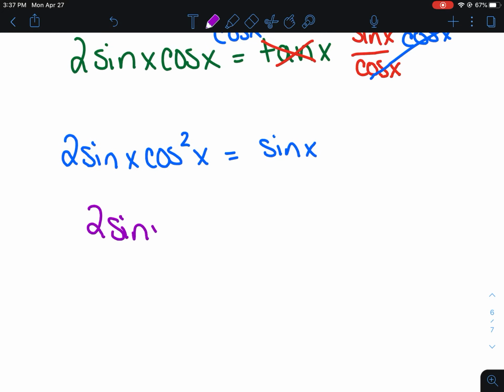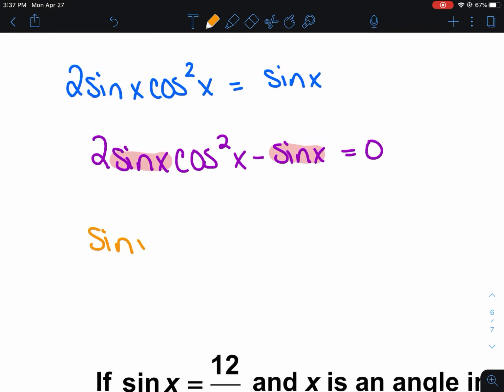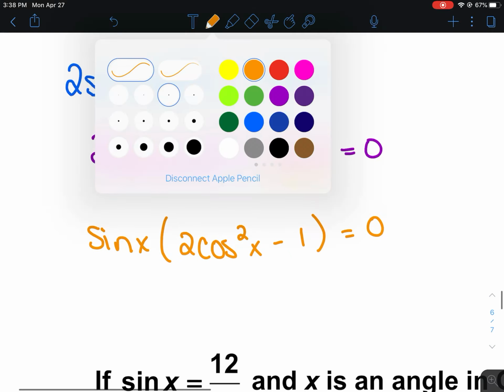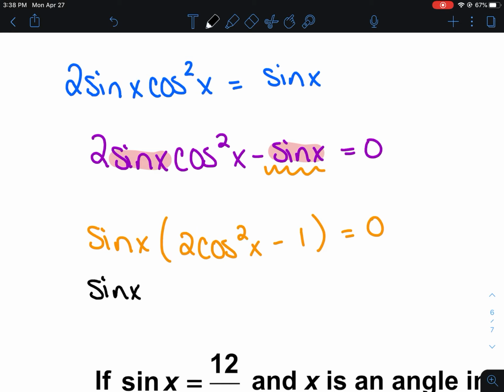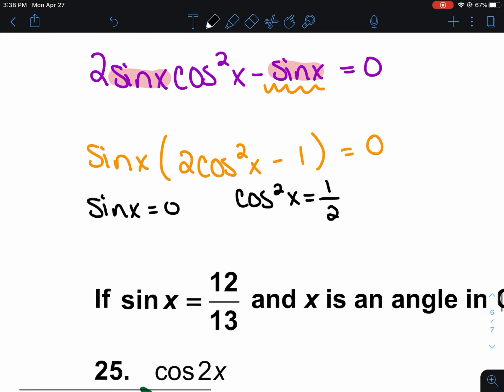Then we can go ahead and subtract. And then you'll notice that we have a sine in both of those. When I take out a sine, I'm left with 2 cosine squared x. Don't forget, I still have a minus 1 here. Okay, if I set each one equal to 0, I'm left with sine x equals 0. Here, if I add 1 and divide by 2, I'm left with cosine squared x equals 1/2.